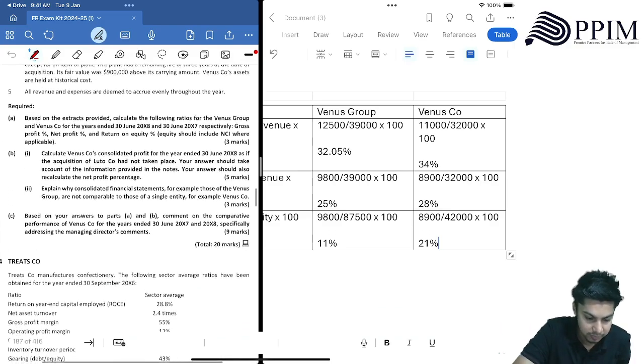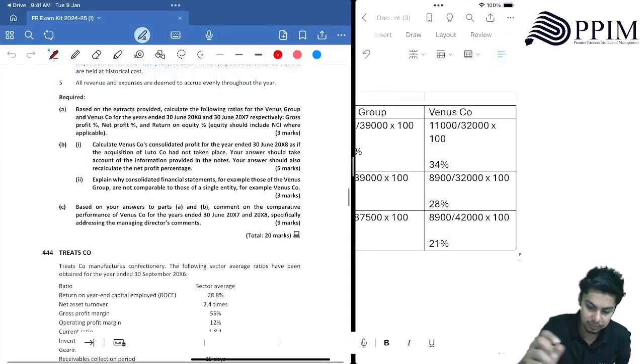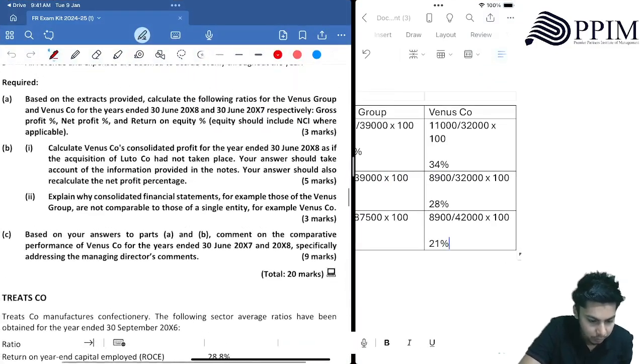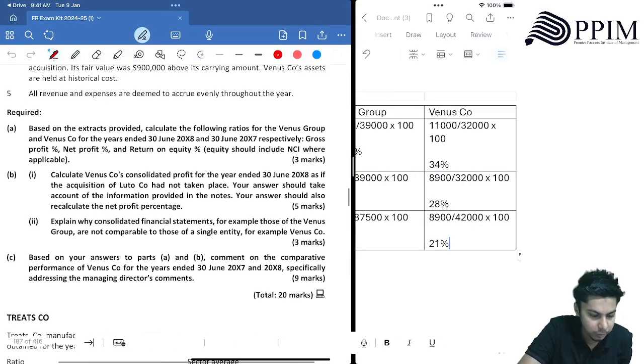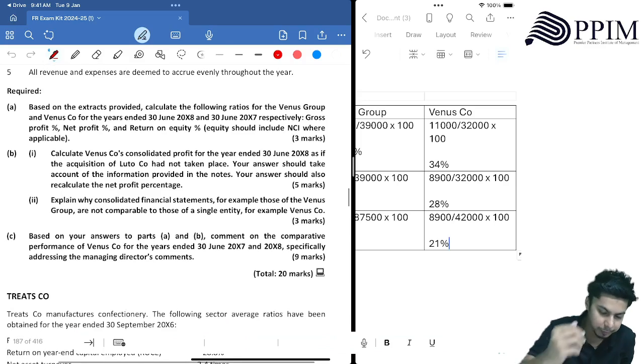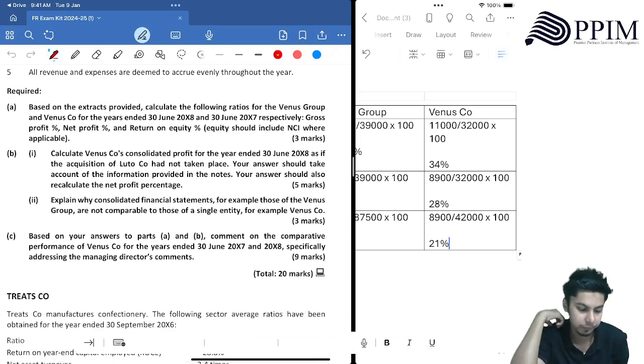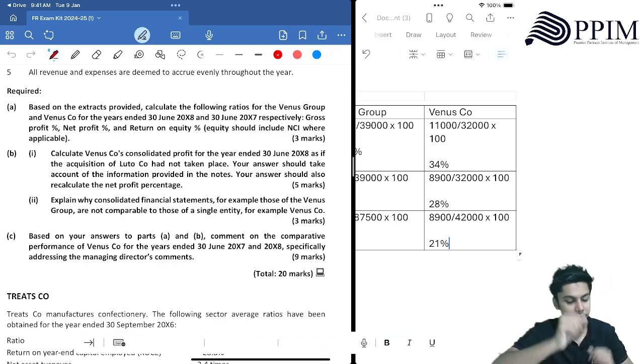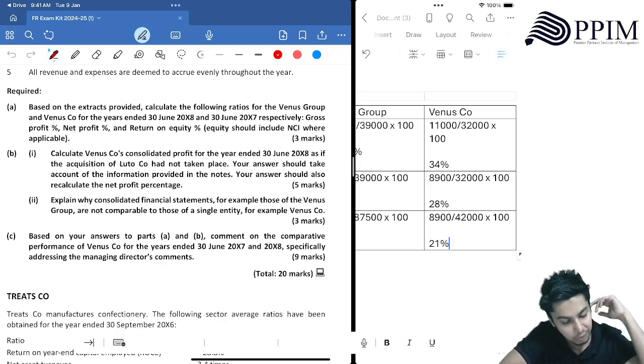Right, now, guys, let's go for the second part of the question. Let's see now what they're asking. Required A part, guys, we have finished 3 marks. Okay, right. Now let's go for the B part. Roman number 1. Calculate Venus consolidated profit for the year as if the acquisition of Luto had not taken place. Your answer should take account into information provided in notes. Your answer should also recalculate the net profit percentage.